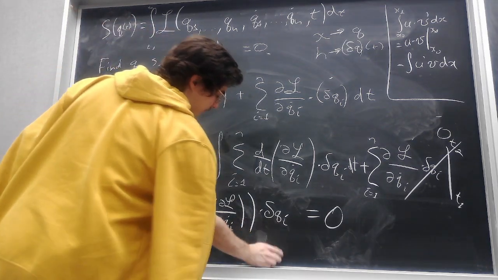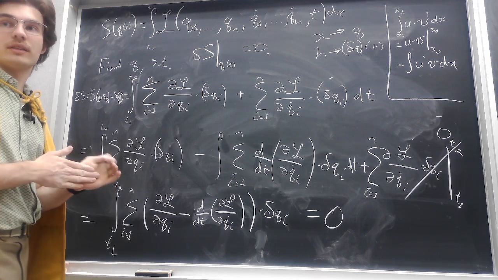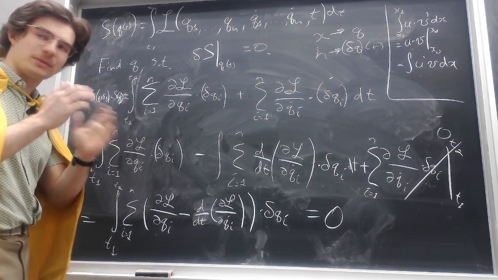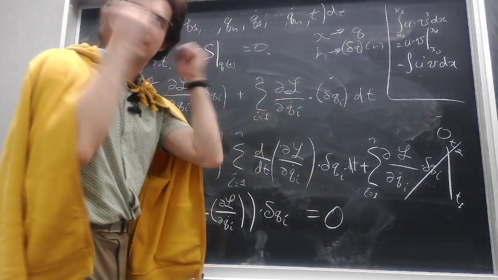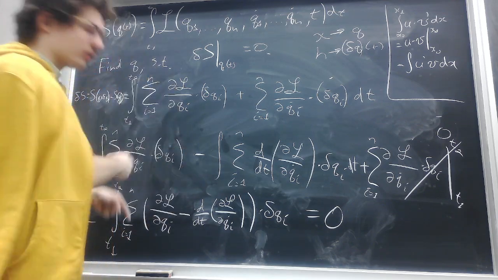Isn't delta Qi small somehow? Yeah, sure, it's small. That's fine. It's small, but I can still choose it to be small but non-zero. And I want this to always be identically equal to 0. Okay. Not just about 0. I want this to be equal to 0.